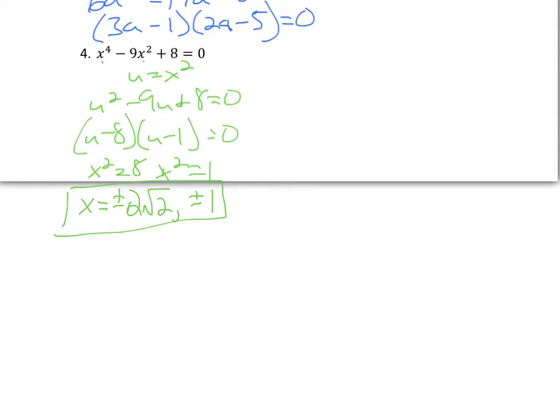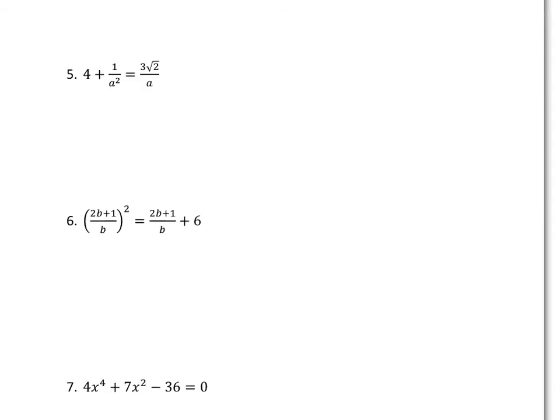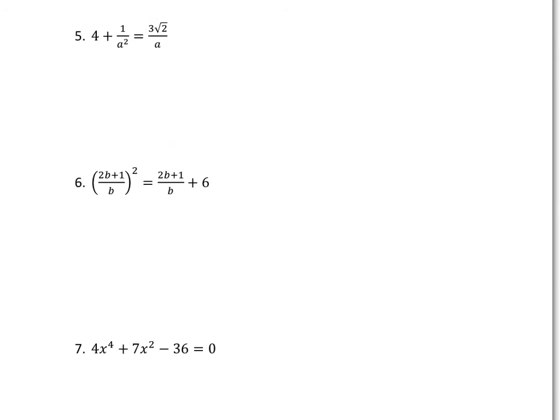Okay, let's do some more. So on the back here we've got another negative exponent problem. Alright, for this one, I'm going to rewrite this as a to the negative second power, because 1 over a squared. I'm going to bring the 3 root 2 over. 3 root 2, a to the negative 1 power, plus 4 equals 0.